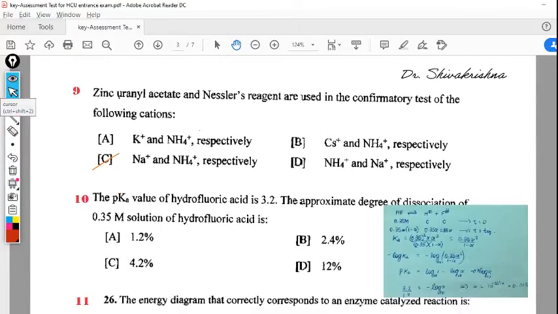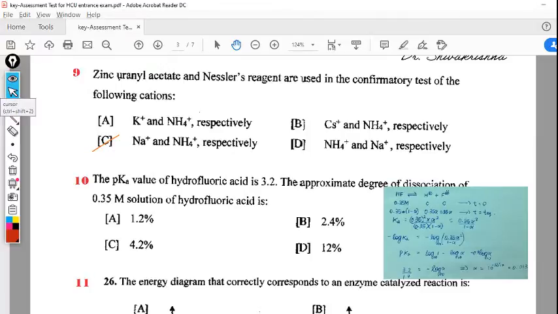This is from analytical chemistry, zinc uranyl acetate. Zinc uranyl acetate is used for sodium ion estimation, and Nessler's reagent is used for ammonium ion concentration.